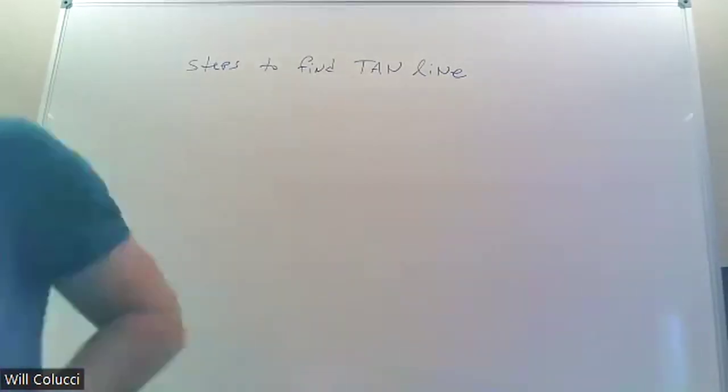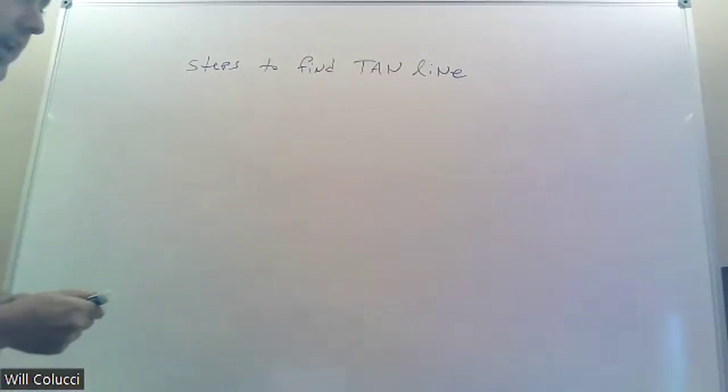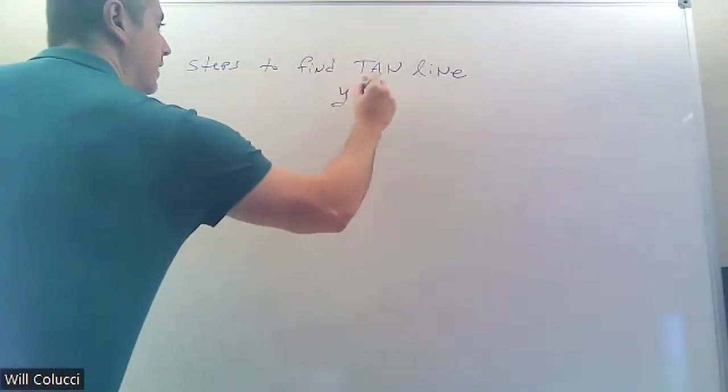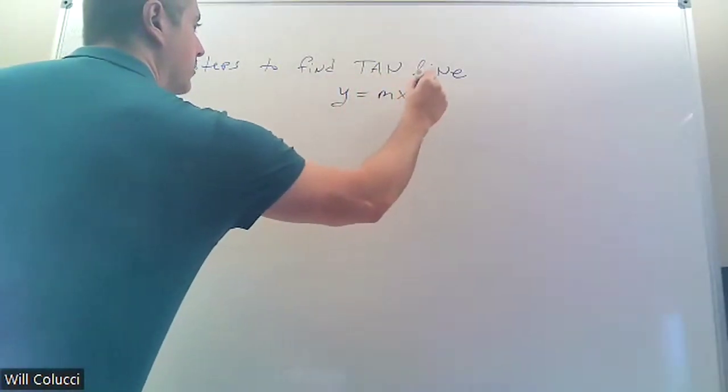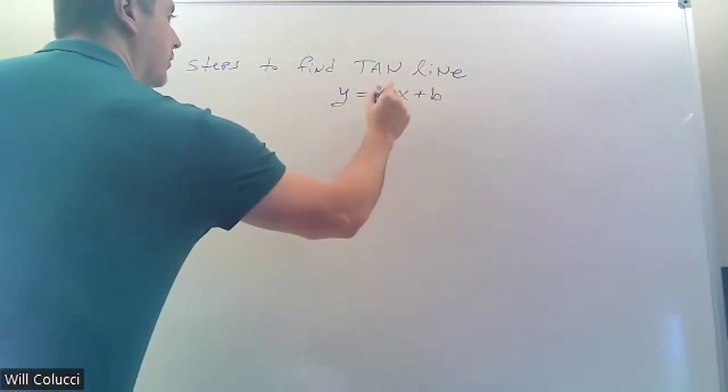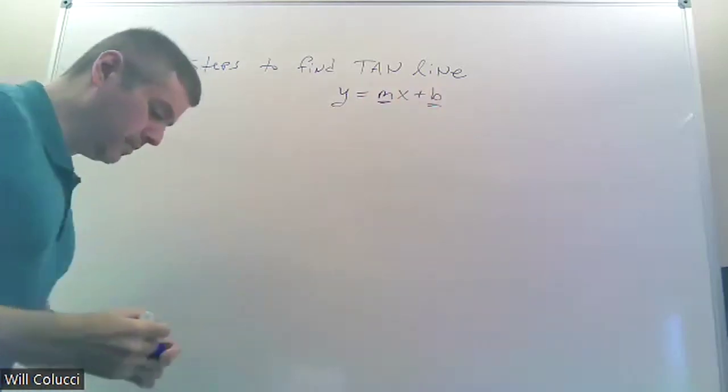So we're going to find the equation of the tangent lines. This is what they look like: mx plus b. You need two parts. You need the m, you need the b.